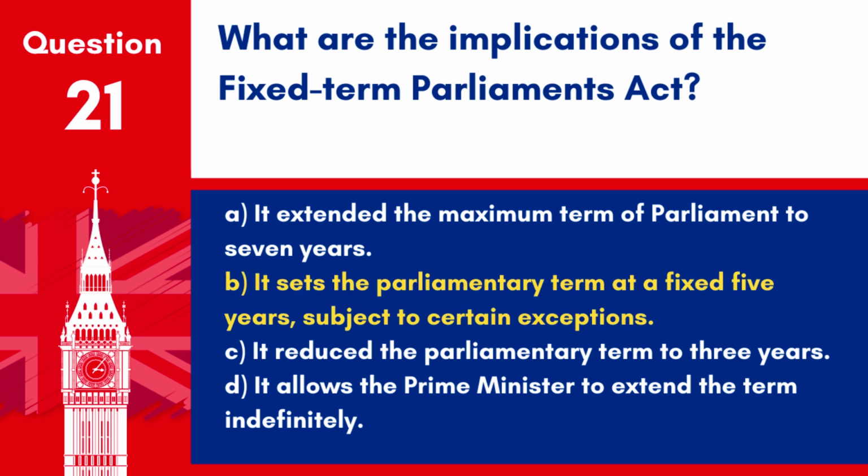Answer B. It sets the parliamentary term at a fixed 5 years, subject to certain exceptions. The Fixed Term Parliaments Act was designed to stabilise the timing of parliamentary elections, which are to be held every 5 years unless specific conditions, such as a vote of no confidence, trigger an earlier election.